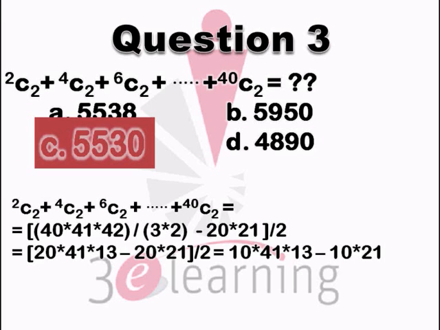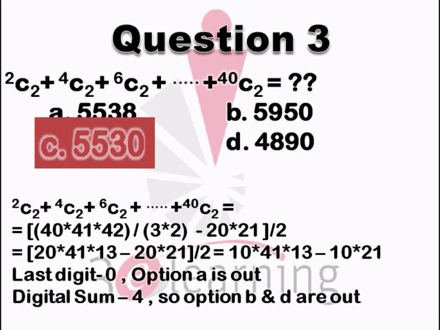Either solve the calculation or we can use the last digit concept. Our calculation gives last digit 0, so option A is out. And the digital sum of our calculation is 4. By calculating the digital sum of A, B, D, we can say B and D are out. So the only option left is option C.